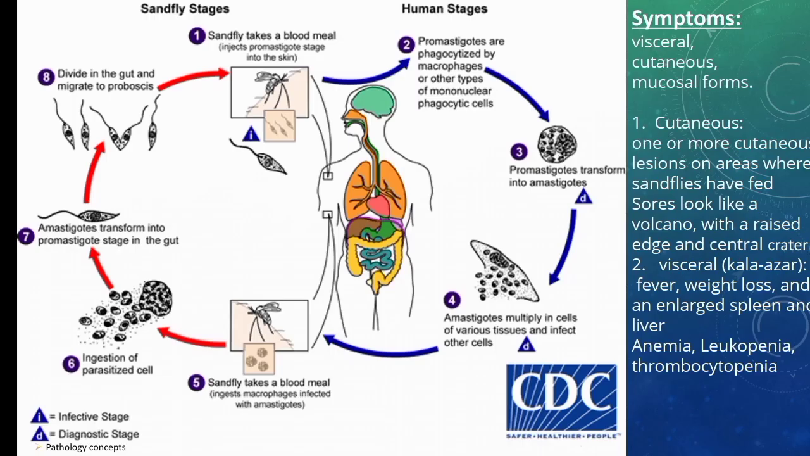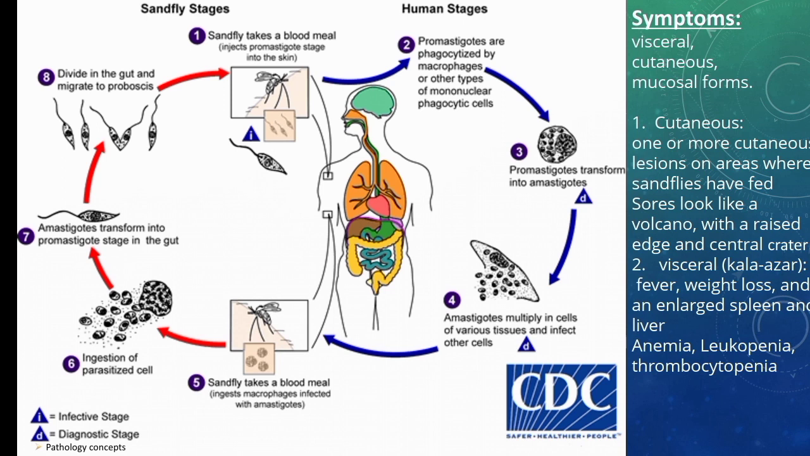Life cycle of Leishmania. When an infected sandfly takes a blood meal, the promastigote stage of the parasite is injected into the human. These promastigote forms are phagocytosed by macrophages or mononuclear cells. Promastigotes transform into amastigotes. These amastigotes multiply in the cells of various tissues and infect other cells.